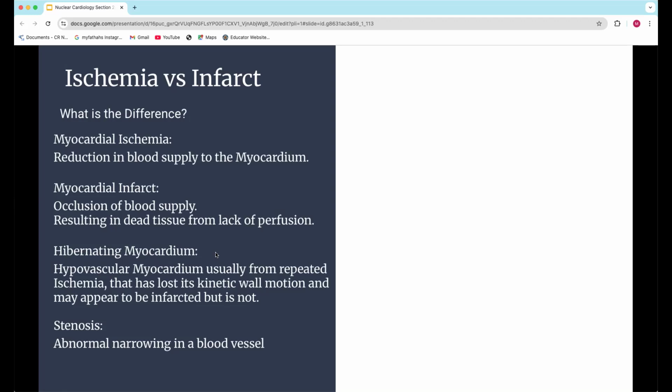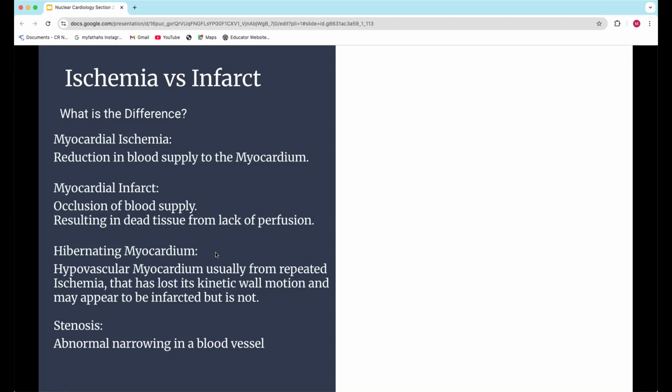And what will happen is instead of it just being dead tissue, it will still be lightly perfused. So it's tissue that's alive, but it's lost its kinetic wall motion. So the functionality of it is reduced and gone. And so it can appear to be infarcted, but they call it hibernating myocardium. And we have a test that we'll talk about on our next one, where the question is, can we prove in some way that tissue is still alive? And if that's the case, can it be revascularized?